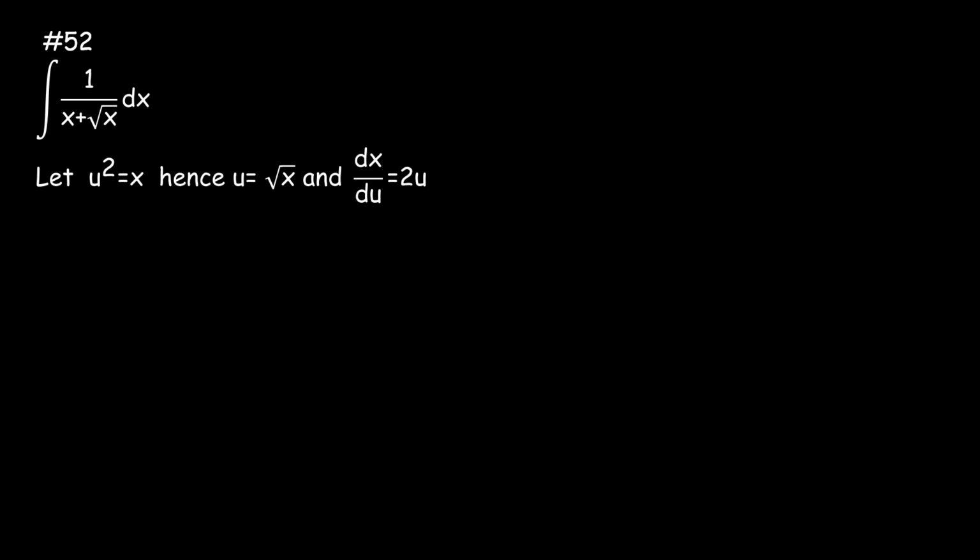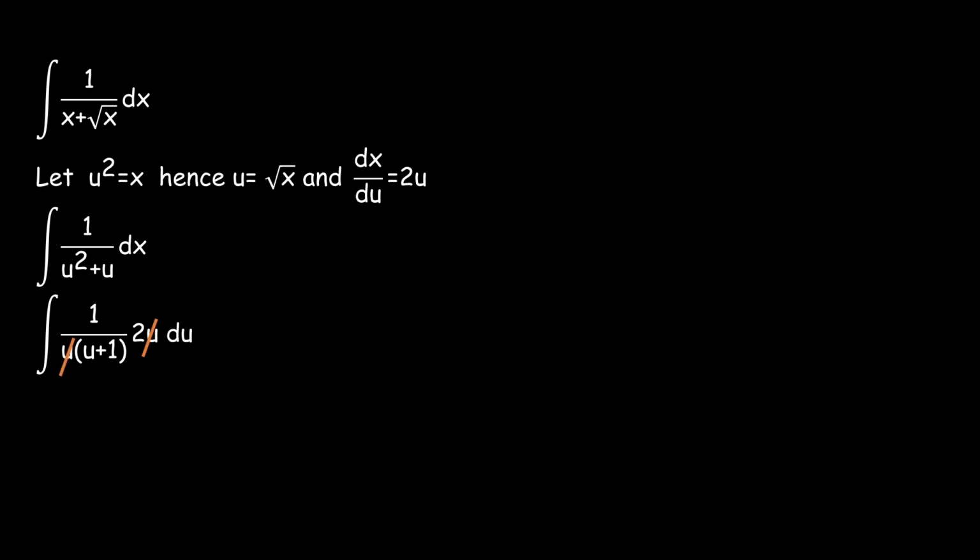Then we go ahead and replace our values back into the original equation. And then we'll see that we're going to have 1 over u squared plus u. Okay, we can go ahead and substitute the value of x, and this gives us 1 over u (u plus 1) times 2u du. Now that is great because the u will actually cancel out, leaving us with 2 over u plus 1.